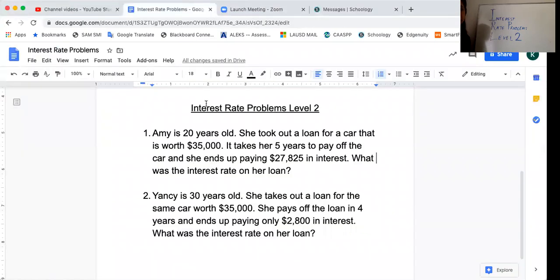Okay, here we have interest rate problems level 2. Amy is 20 years old. She took out a loan for a car that is worth $35,000. It takes her 5 years to pay off the car, and she ends up paying $27,825 in interest. What was the interest rate on her loan?